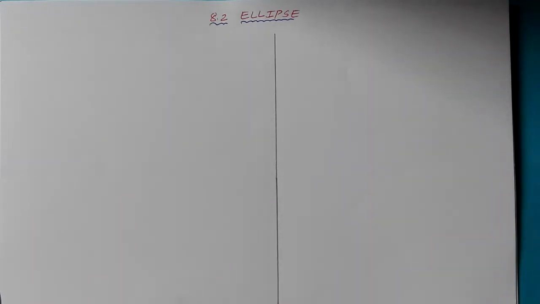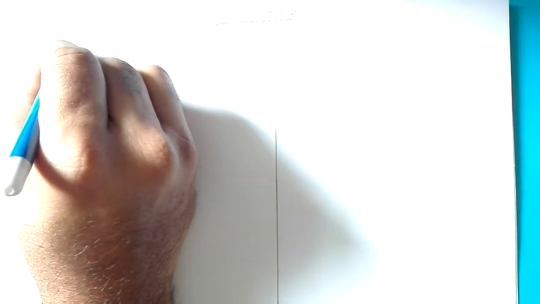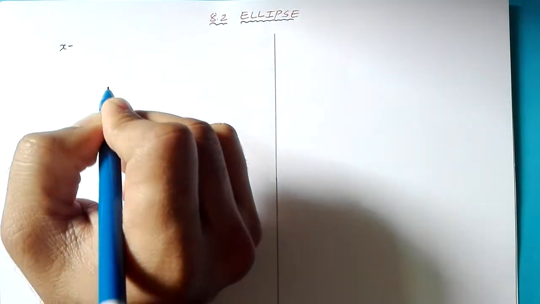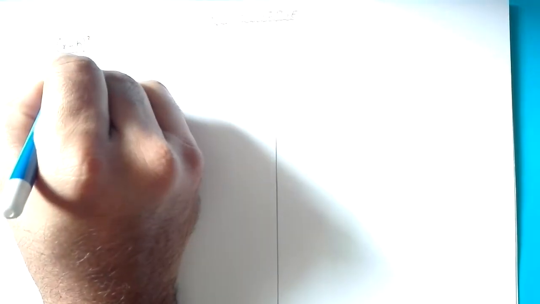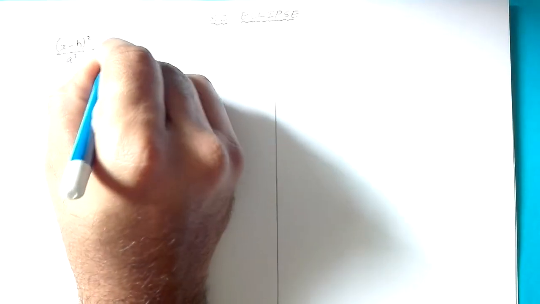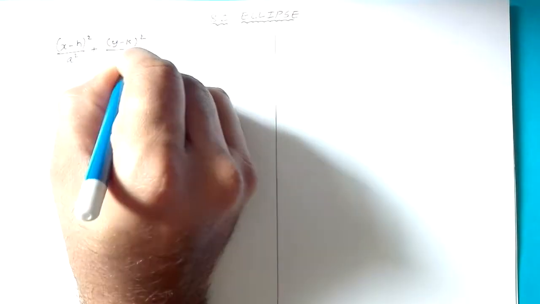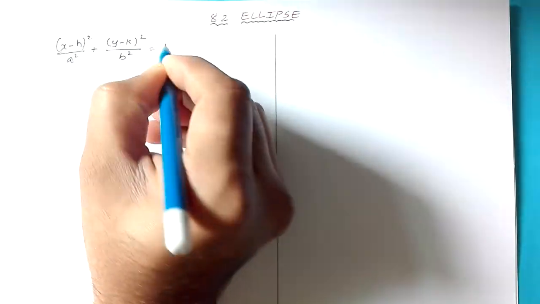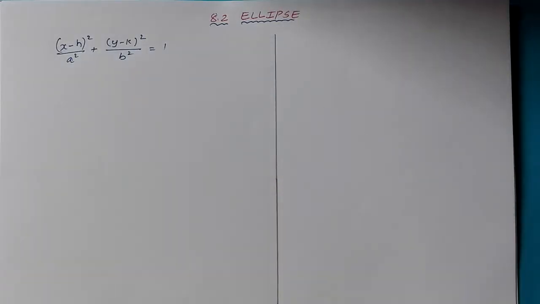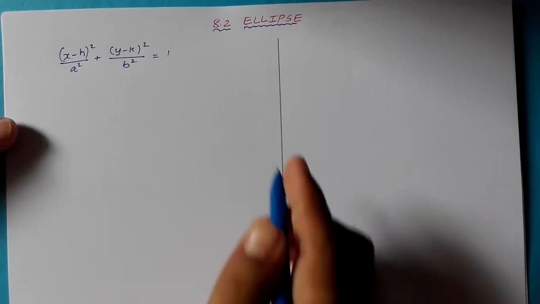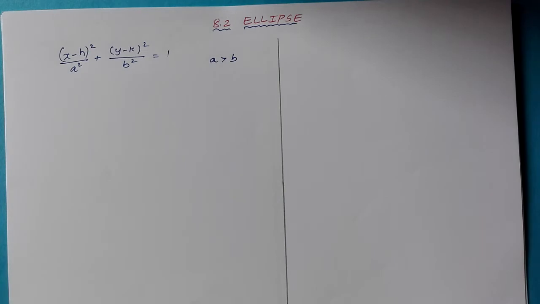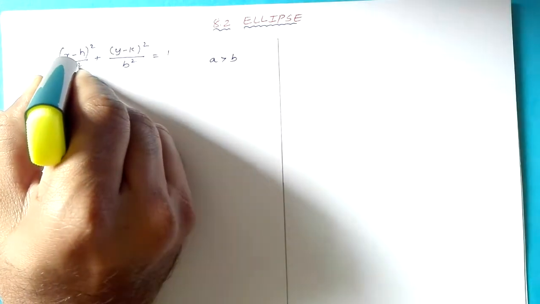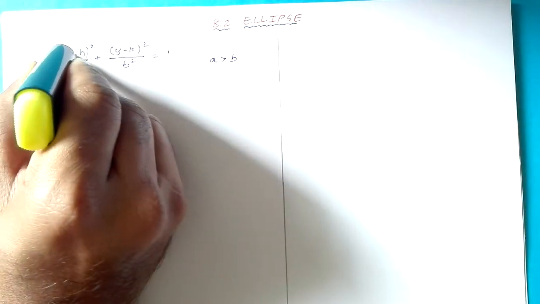So there are two types of ellipse we have. Number one, we have (x minus h) whole square over a square plus (y minus k) whole square over b square is equal to 1, always, where a is greater than b. Here we have a present below x.